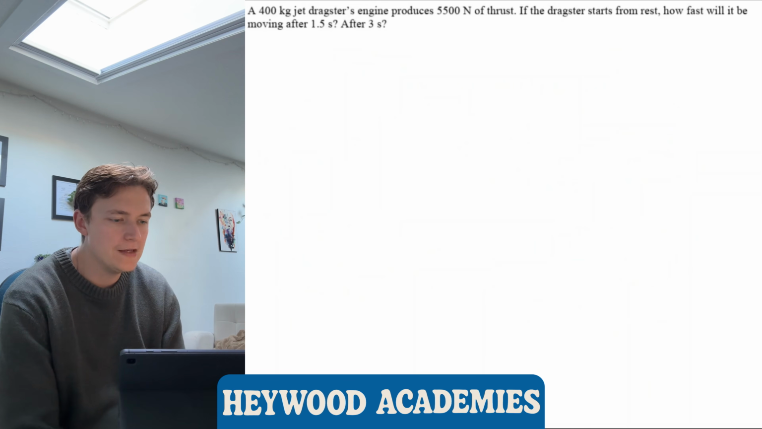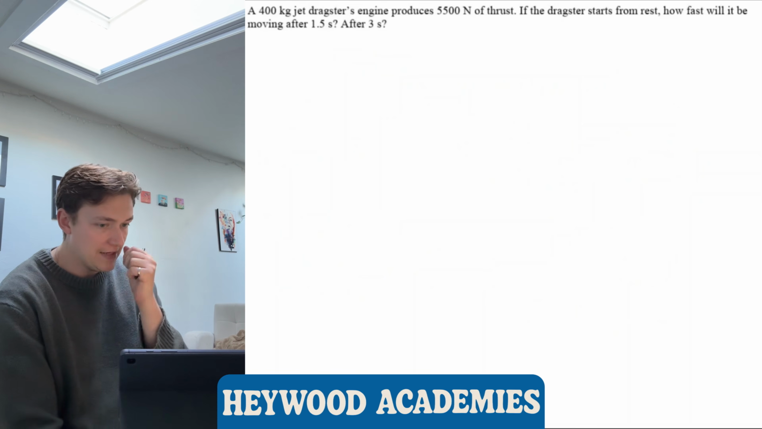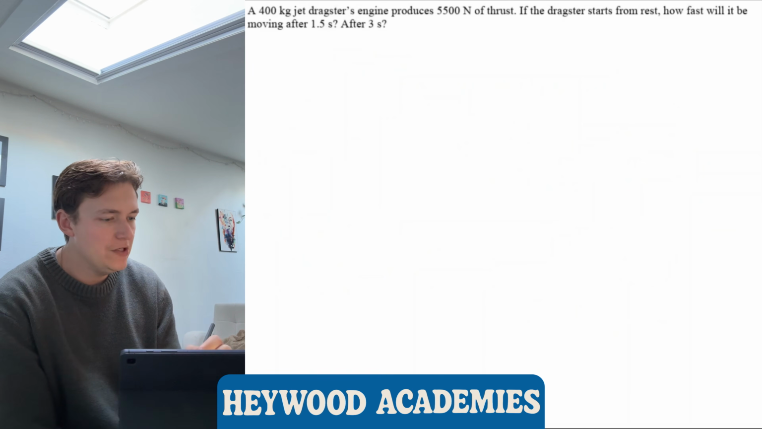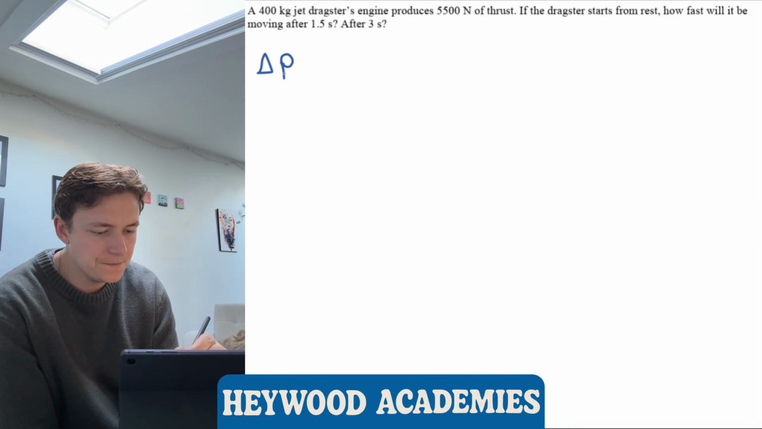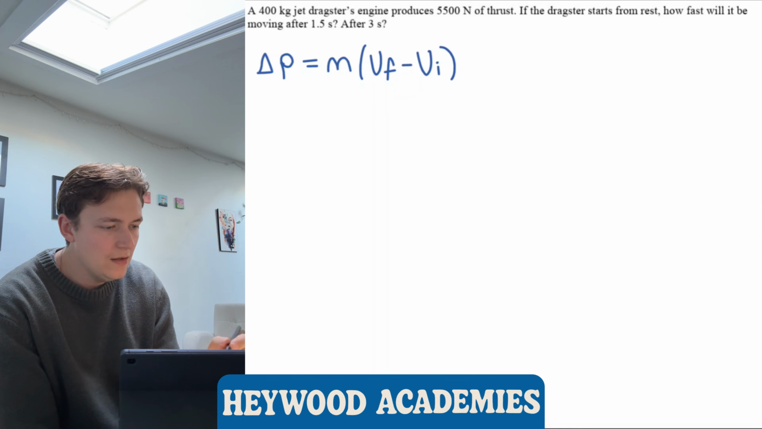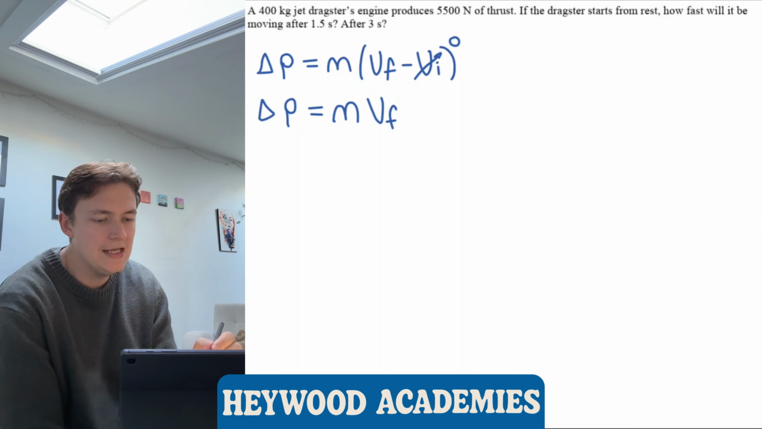A 400 kilogram jet dragster's engine produces 5,500 newtons of thrust. If the dragster starts from rest, how fast will it be moving after 1.5 seconds and after 3 seconds? So let's set up our equation for change in momentum. We can say that change in momentum is mass times change in velocity again. Now it starts from rest, so that initial velocity is going to be 0. So we'll just have mass times the final velocity.